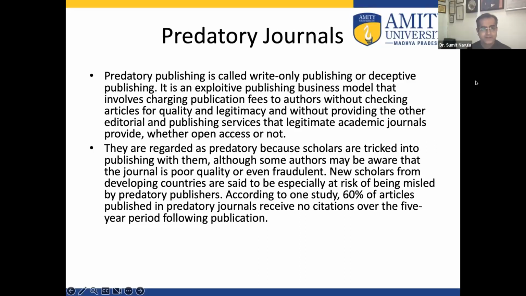New scholars from developing countries such as Asia and other related countries, and now Europe also, are at risk of being misled by predatory publishers. According to studies, 60% of articles published in predatory journals receive no citations over the 5-year period following publication. So if you're not getting any citations and you think that you are in a good journal, you need to recheck that. Because if you're not getting citations, that means the journal is not doing well.